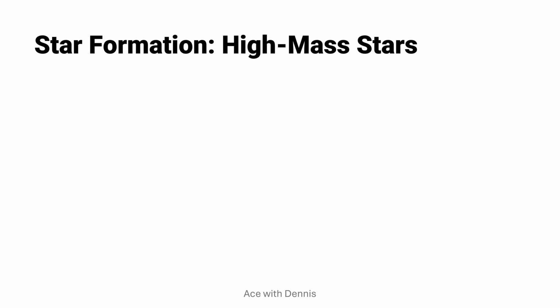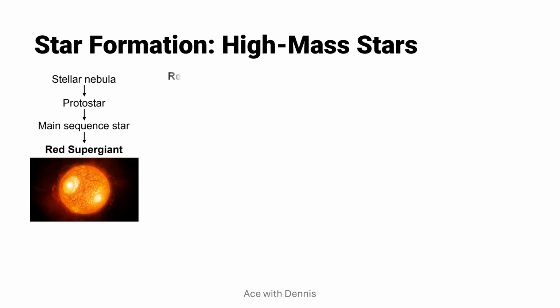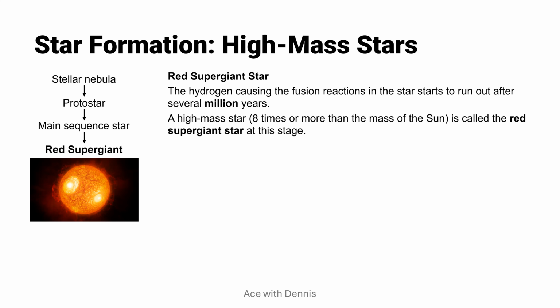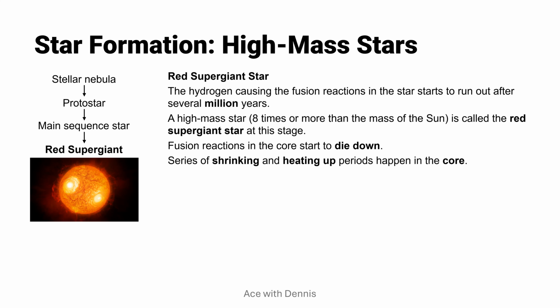Next, let's talk about high-mass stars. After completing the first three stages of star formation, the next stage will be the red supergiant. What is a red supergiant star? The hydrogen causing the fusion reactions in a star starts to run out after several million years. A high-mass star, which is 8 times or more the mass of the Sun, is called a red supergiant star at this stage. Fusion reactions in the core start to die down.